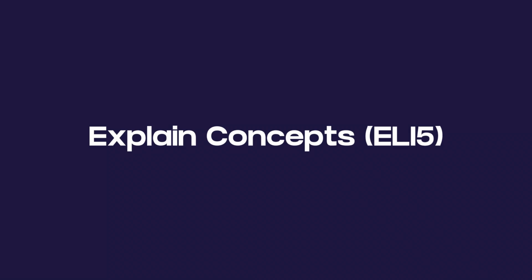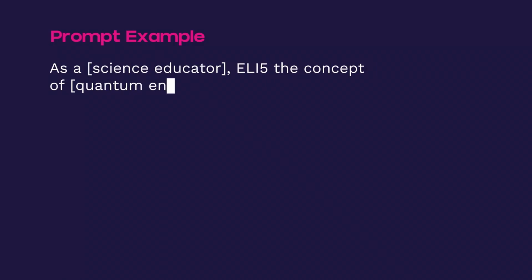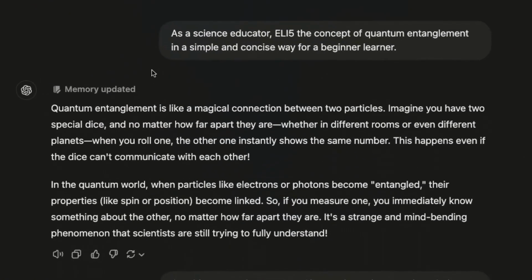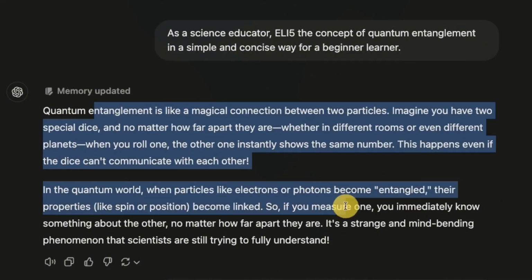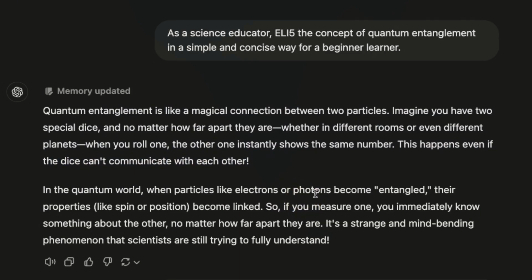So in this case, we can use the internet lingo like that of ELI5, which stands for explain it to me like I'm 5, and this will help break down whatever concept you give it in a very easy to understand way. So an example prompt here could be, as a science educator, ELI5 the concept of quantum entanglement in a simple and concise way for a beginner learner. And you see the output here. It gives me just a very simple explanation to what quantum entanglement may be. And if you want to take it further, you can even ask it to provide a step-by-step explanation as well.